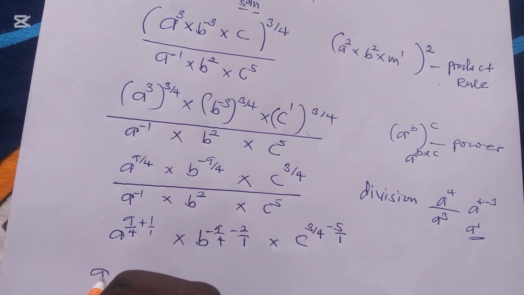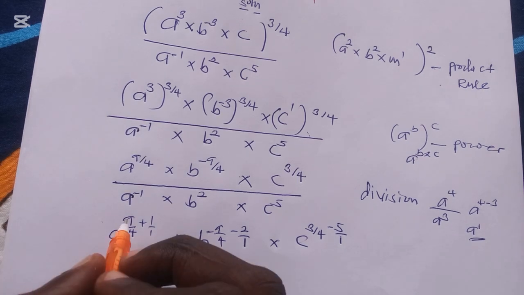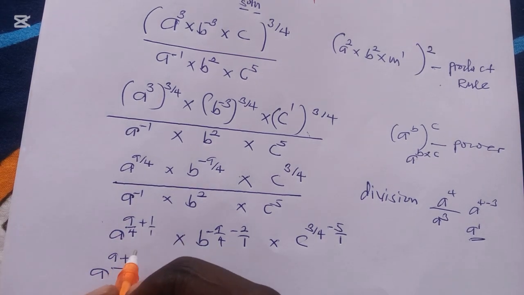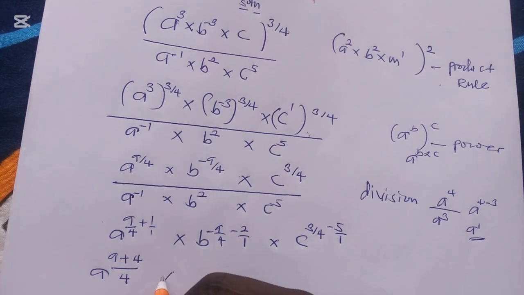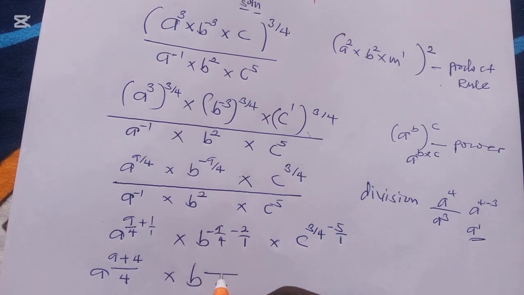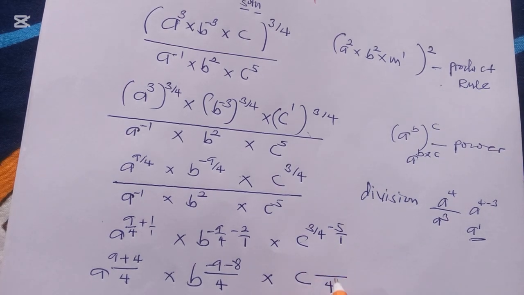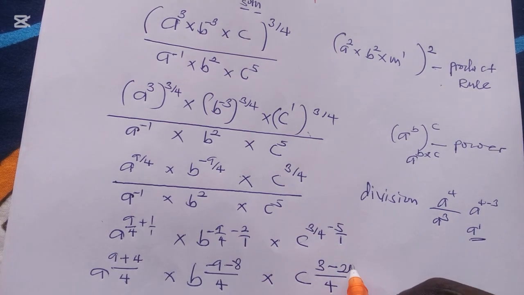Then we say this is a. Looking at this, if you are finding the LCM between 4 and 1, this is 4. 4 into 4 is 1 times 9, this is 9, plus 1 into 4 is 4 times 1 giving you 4. Now we are multiplying by b, the same thing again, the LCM is 4. 4 into 4 is 1 times minus 9, this is minus 9, minus 1 times 4 times 2 giving you 8. Multiplying by c, we also find the LCM, that is 4. 1 times 3, this is 3, minus 4 times 5 giving you 20.